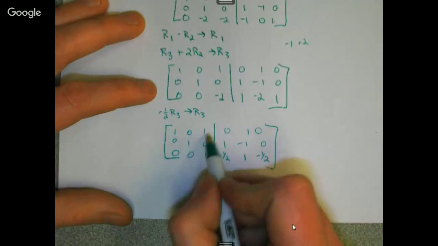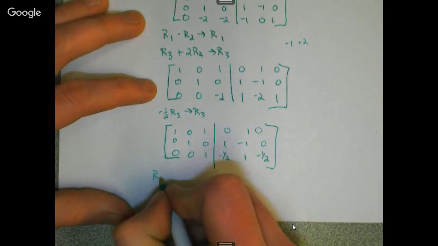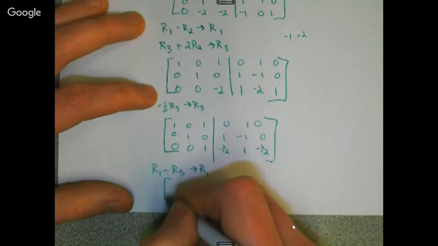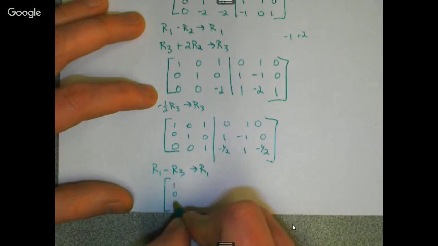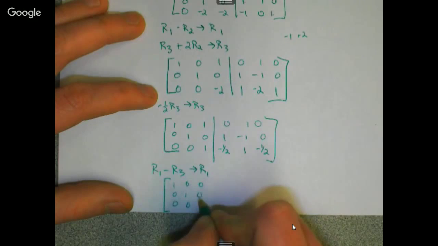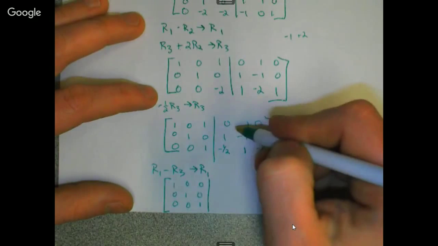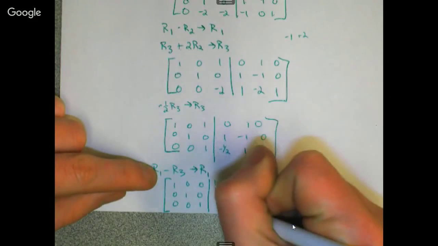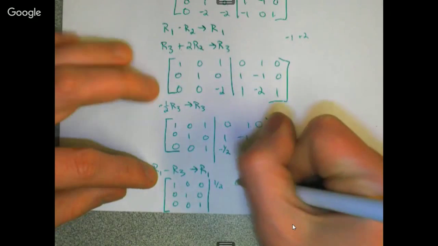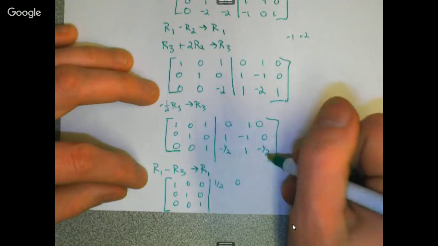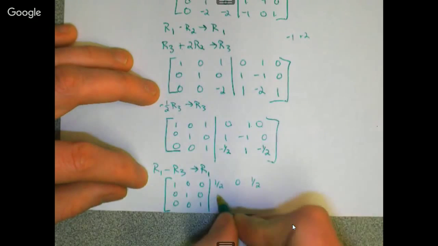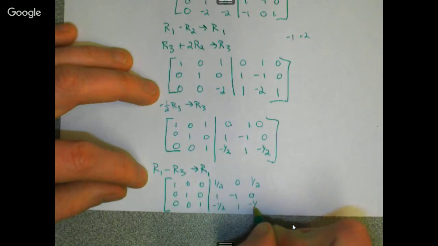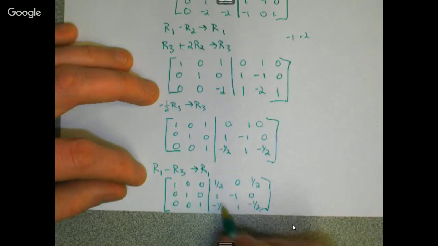And this has to be a 0, so we'll subtract. So row 1 minus row 3 back into row 1. Okay, so row 1 minus row 3, so that's 1/2. That's 0. And row 1 minus, that's 1/2 too. Okay, so here's my inverse matrix right there.